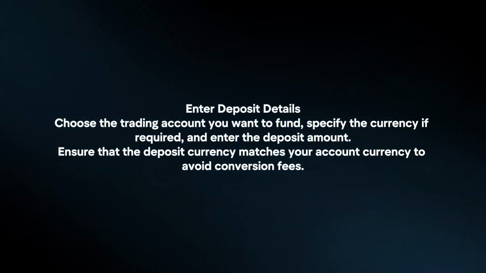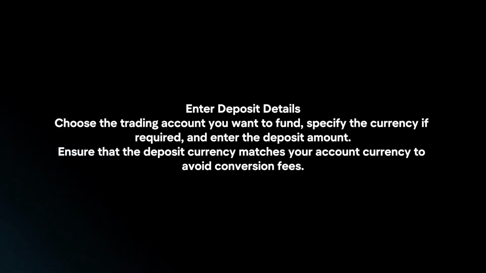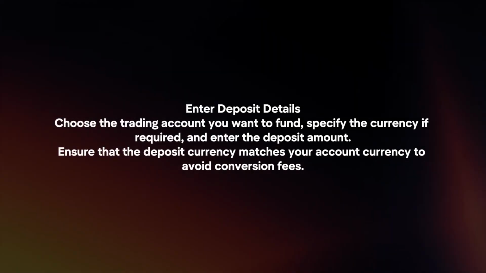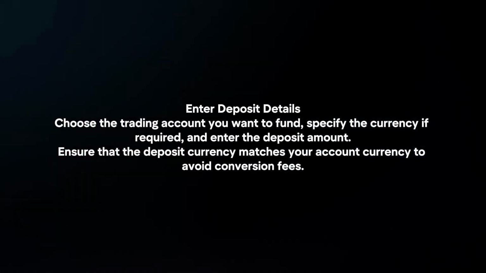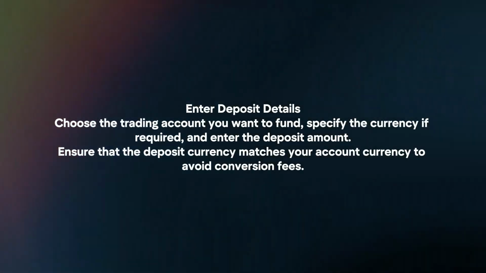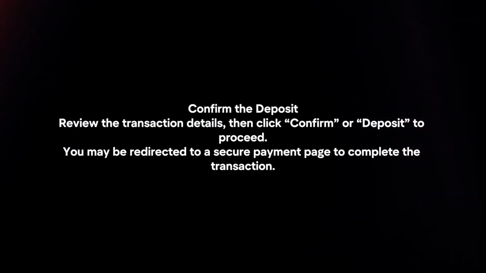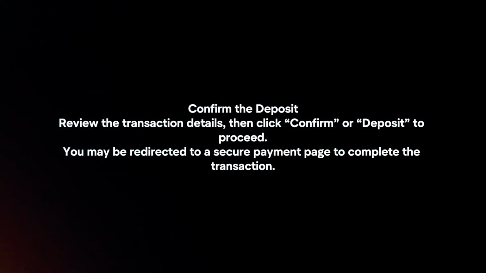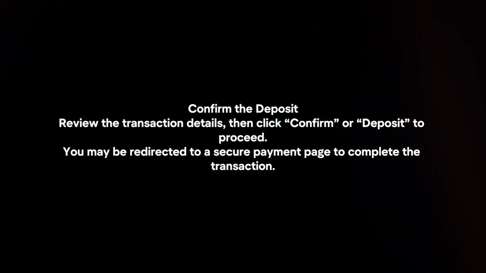Enter deposit details. Choose the trading account you want to fund, specify the currency if required, and enter the deposit amount. Ensure that the deposit currency matches your account currency to avoid conversion fees. Confirm the deposit. Review the transaction details, then click Confirm or Deposit to proceed. You may be redirected to a secure payment page to complete the transaction.